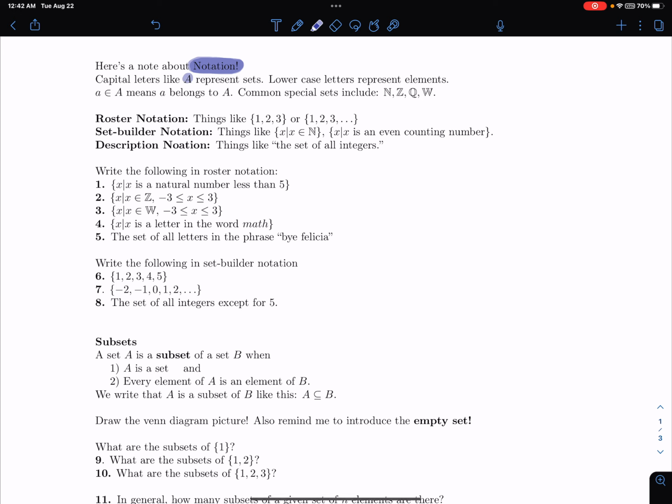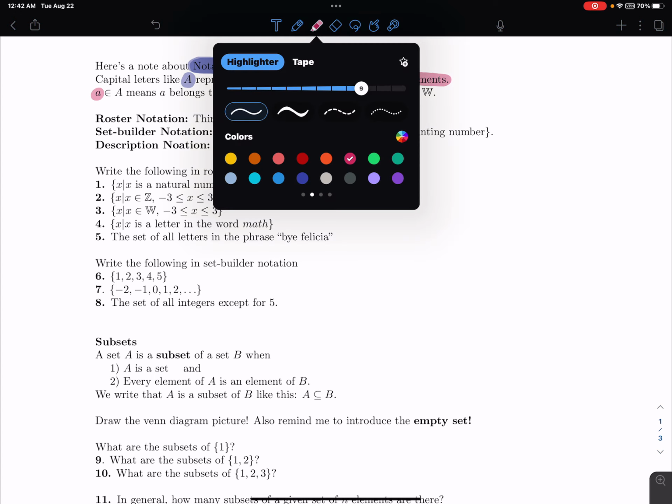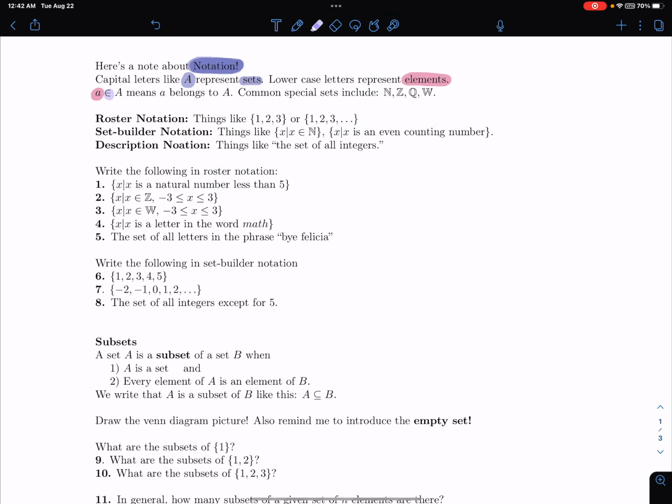Capital letters, like capital A, for instance, represent sets. Lowercase letters, for instance, this little a, represent the elements. Okay, so big letters for sets, and then the components of those sets are little letters. This symbol right here, let me use a different color actually, this symbol right here means belongs to. So if I put it all together, this little a is an element of this set, capital A.